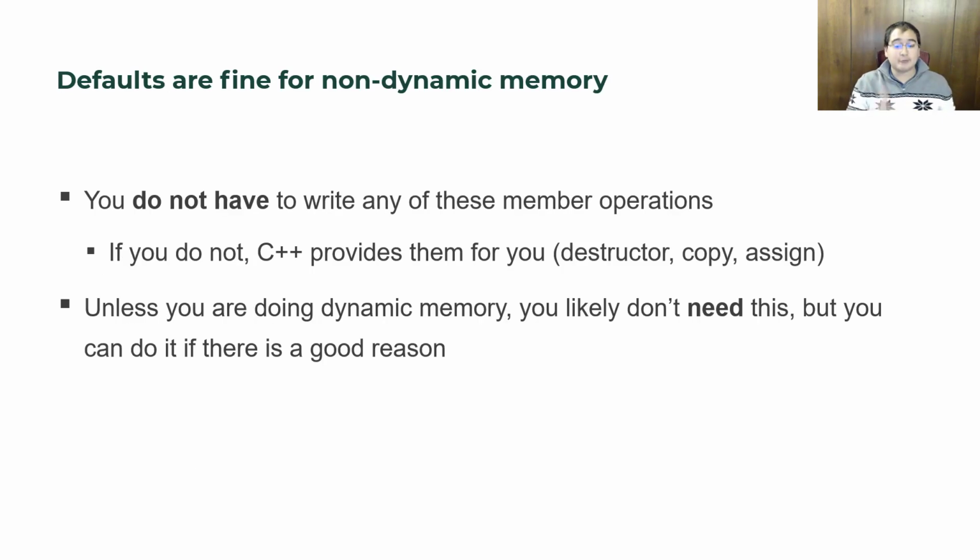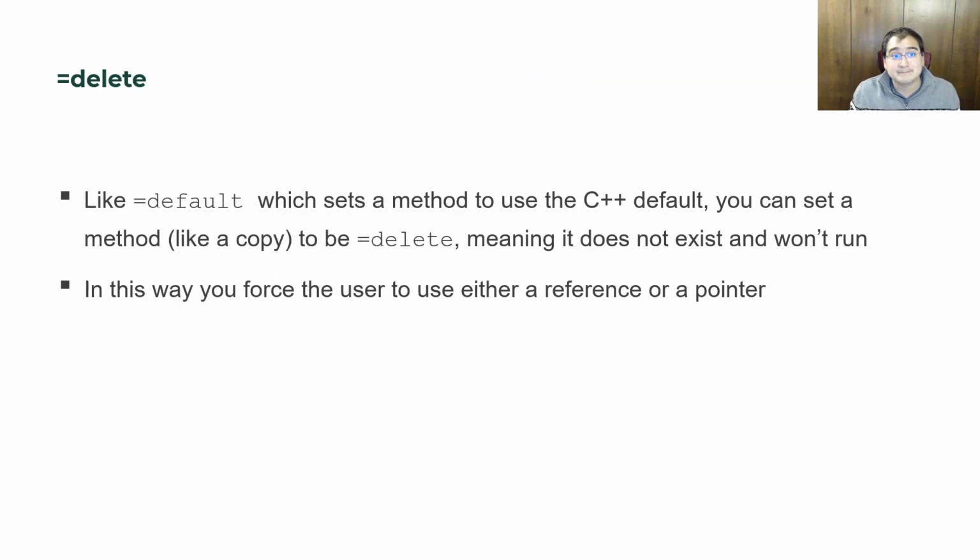So once again, I'm repeating this because I want to make sure it's really clear. You do not have to write any of these member operations. The copy, the assignment, the destructors, the default almost always is what you want. Unless you're doing stuff with dynamic memory, which again, I haven't taught you yet. But this is mostly preparing you so that when we cover dynamic memory, which is going to be the next thing that we cover with regard to classes, you've seen these member operations before.